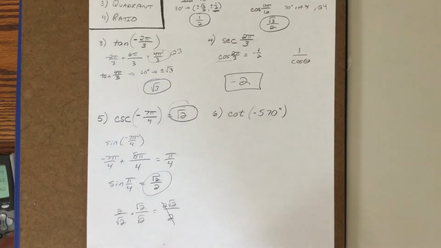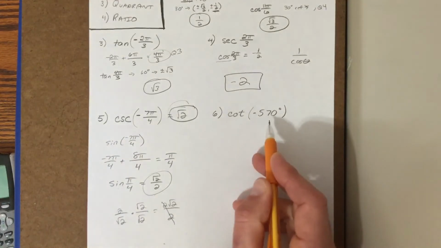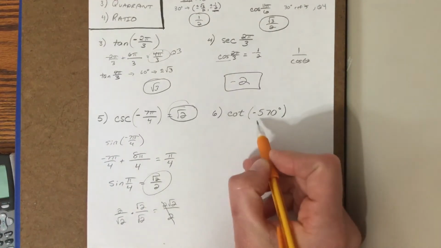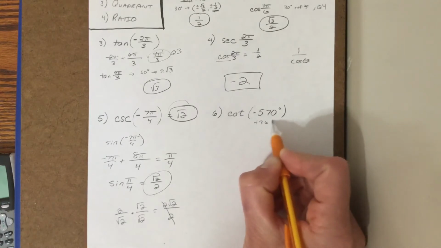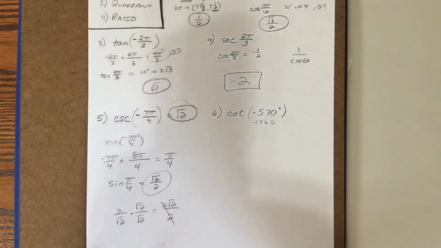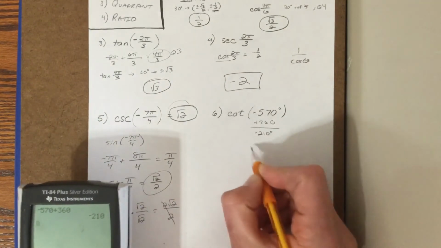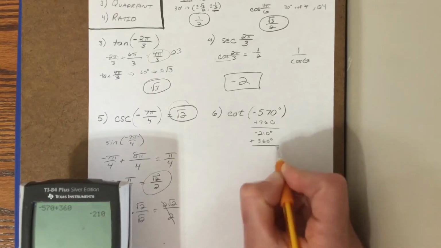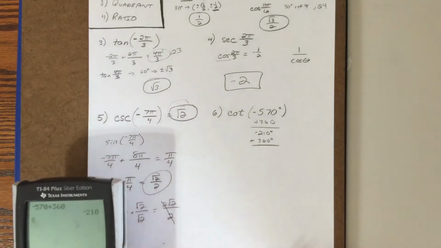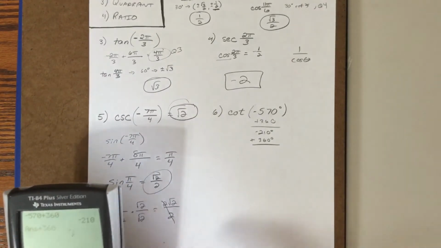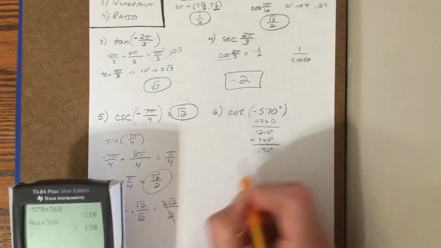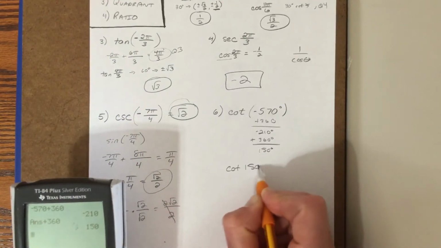Cotangent of -570. With that one, again, -570 is not between 0 and 2 pi. So what we would do here is add 360. If we do -570 plus 360, we'll find we're still in a negative area, -210. I want to get it between 0 and positive 360, so I'm going to add 360 again, and that'll give me 150. So this will be the cotangent of 150.